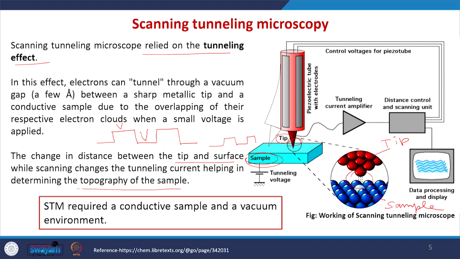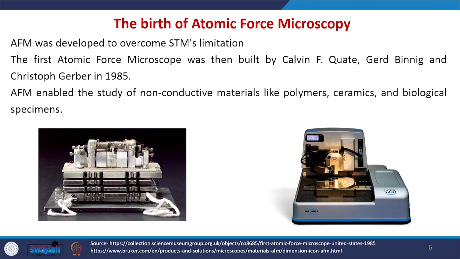But one major drawback or challenge in the STM is that it requires a conductive sample and a vacuum environment, which is one of the problems in using STM. So, that is the reason atomic force microscopy was developed, to overcome the limitations of STM. The first atomic force microscope was built by the same two scientists along with Professor Kelvin, and the advantage of this AFM is that it can be used for studying even non-conductive materials like polymers, ceramics and biological samples. That is the advantage, and here we do not need any vacuum condition either, which is another advantage. So, this overcomes the drawbacks of STM.